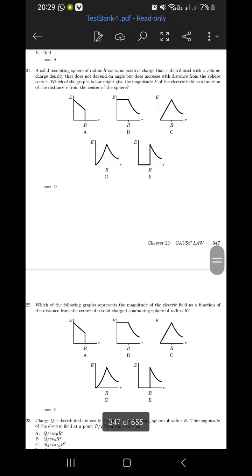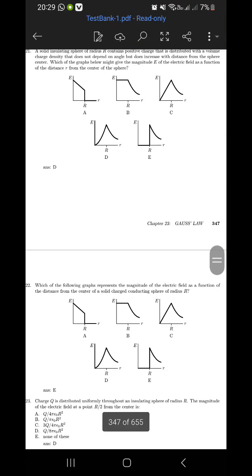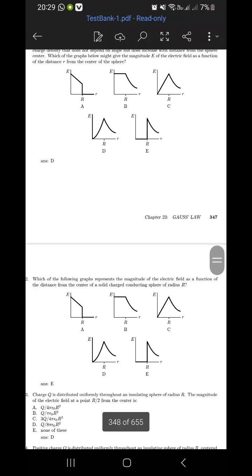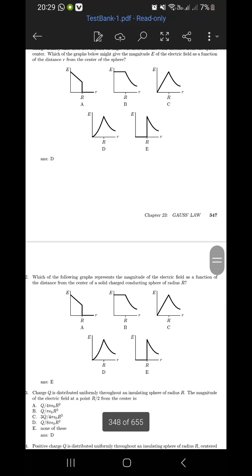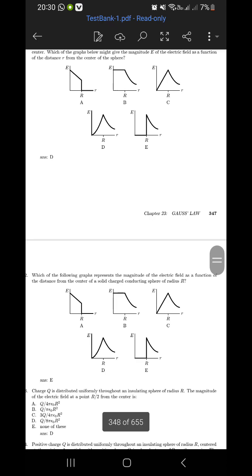A solid insulating sphere of radius r contains positive charge that is distributed with a volume charge density that does not depend on angle but does increase with distance from the sphere center. Which one of the graphs below might give the magnitude E of the electric field as a function of the distance r from the center of the sphere? The answer is D. Okay, D. What's the shape of D?